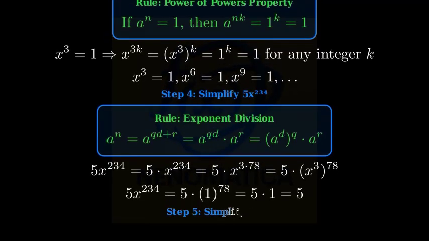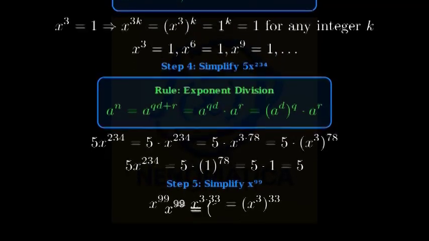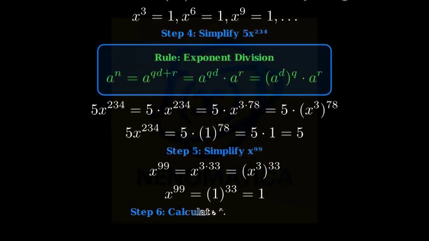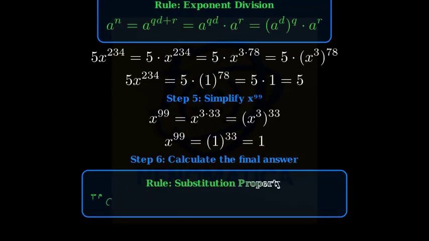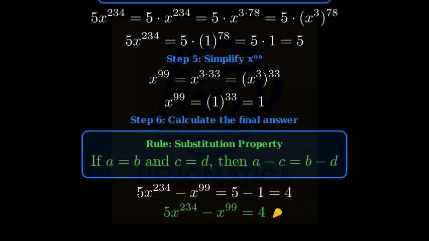Now, let's simplify x to the power 99. We can write 99 as 3 times 33, so x to the power 99 equals x to the power 3 times 33, which equals x cubed to the power 33. Since x cubed equals 1, this becomes 1 to the power 33, which is just 1. Now we can combine our terms to find the value of our original expression. 5x to the power 234 minus x to the power 99 equals 5 minus 1, which equals 4.